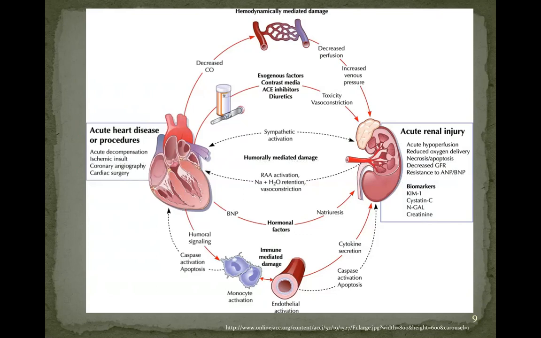You'll also notice that you'll have elevated BNP, and further hormonal factors that increase natriuresis and affect renal function. In turn, you'll have some humoral signaling that causes monocyte activation, endothelial activation, cytokine release and subsequent secretion in conjunction with apoptosis, and it'll also cause renal impairment. So what I want you to take away from this slide is that type 1 cardiorenal syndrome is complex, multimodular, and it can cause severe issues and damage to patients.